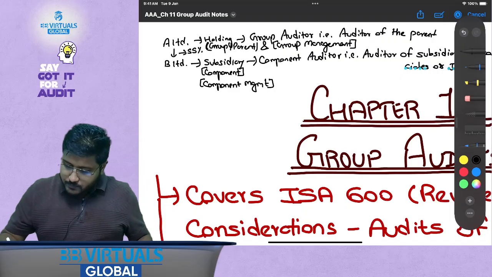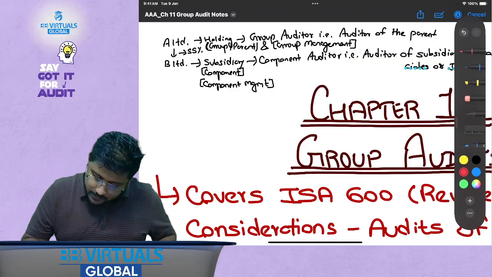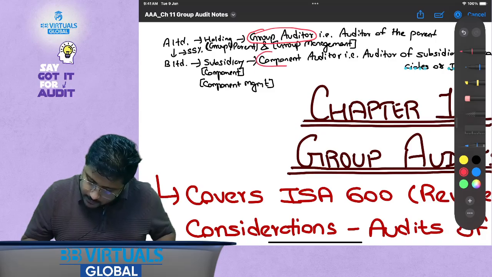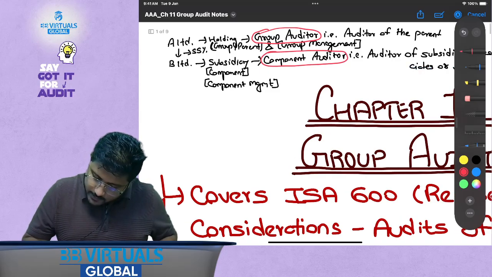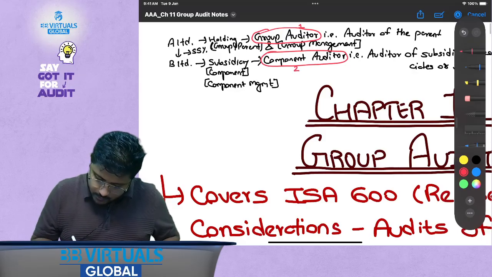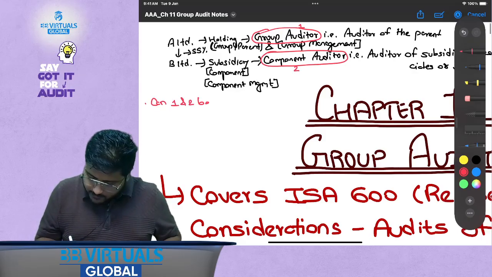Now, can these two auditors be the same? Can they be the same? Can 1 and 2 be the same?